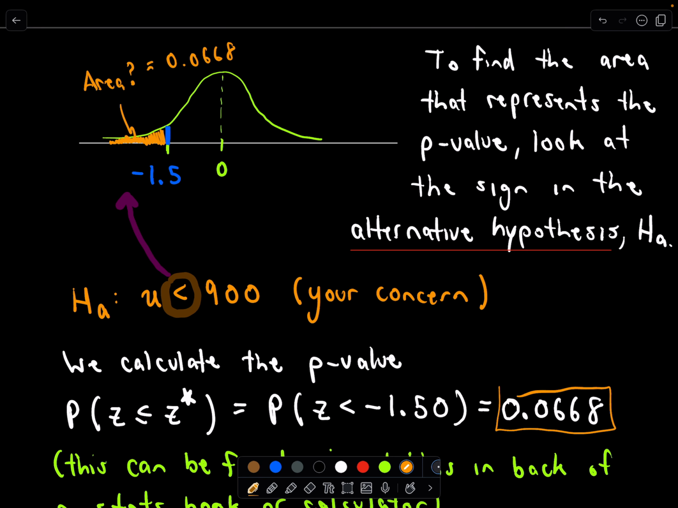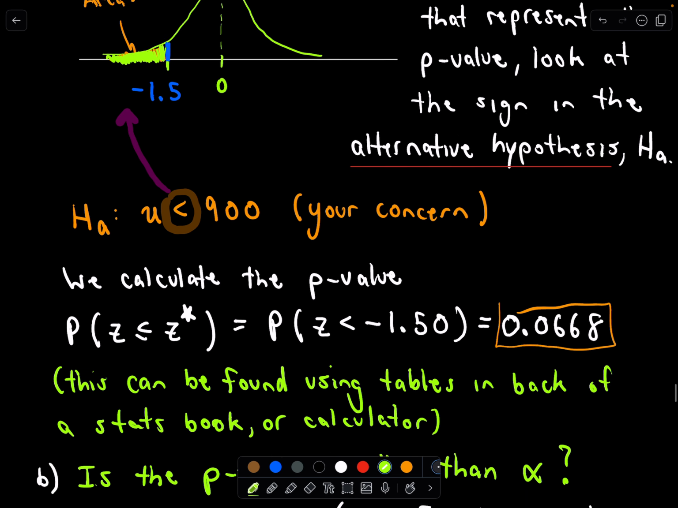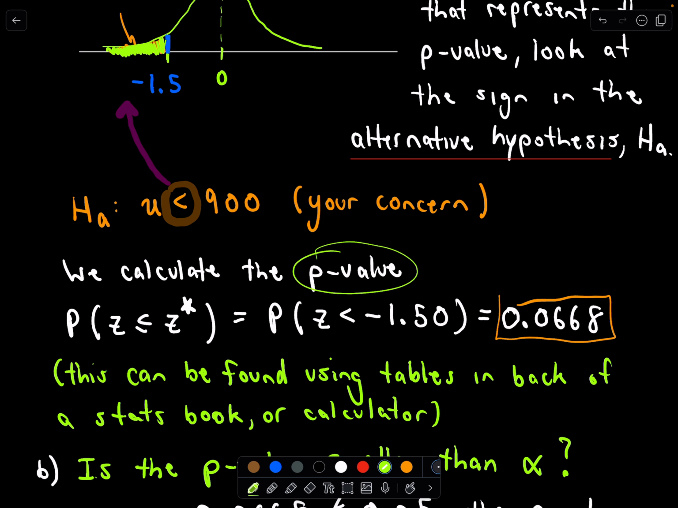Now notice if our mu had been greater than 900, we would have been finding this other area instead. So do be careful about that. The area you shade comes from your alternative hypothesis. It's less than 900. We're going to shade less than that z star value, and we're going to find that area. And that's going to be our p-value.